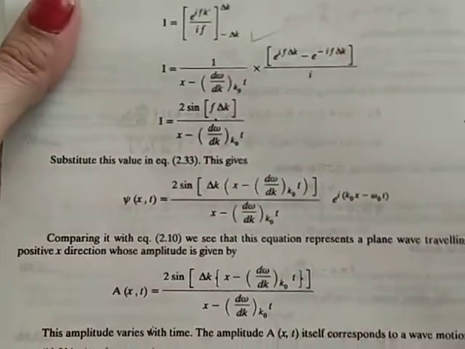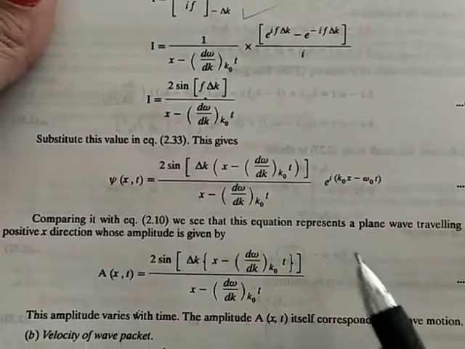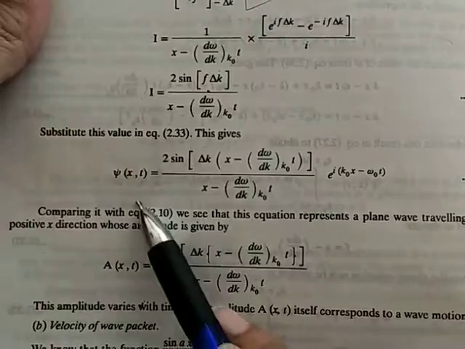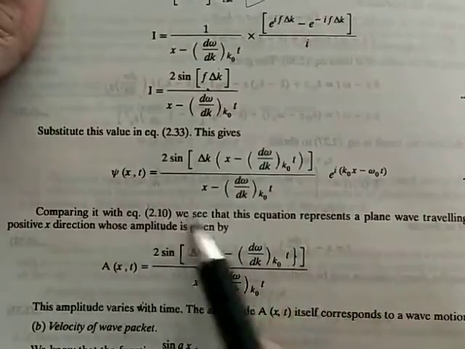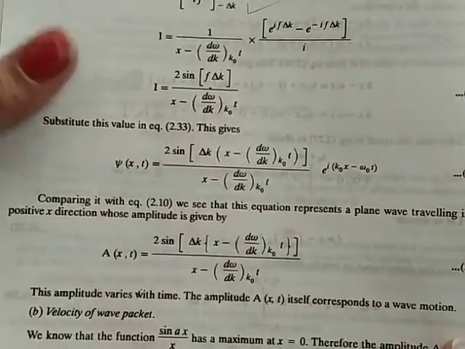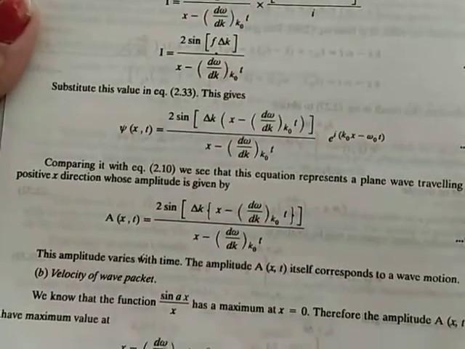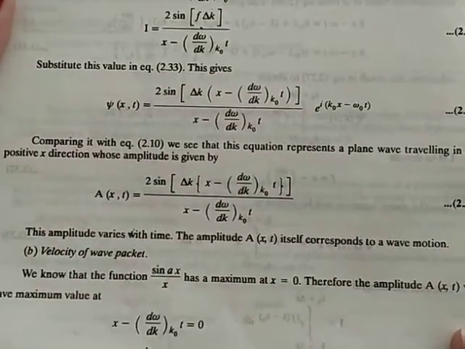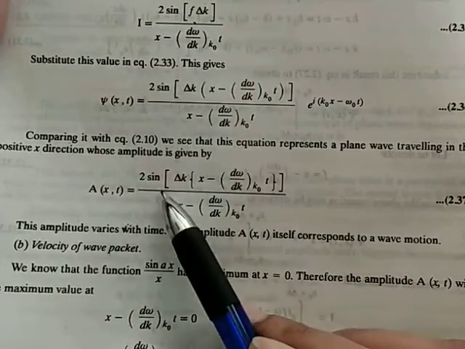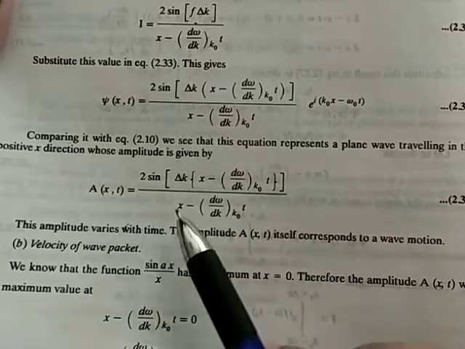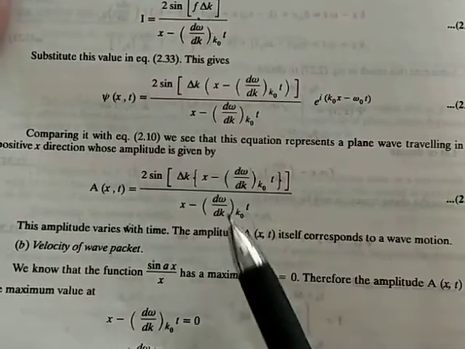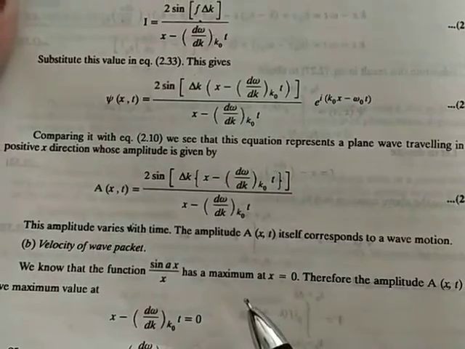When we compare it with the plane wave equation, we can see that the amplitude would be given by this whole factor. So this is your amplitude, and its amplitude is varying with time now. The amplitude itself corresponds to a wave function because it is a sine function, a periodic function. So it corresponds to a wave motion. Now we are going to calculate the velocity of the wave packet.